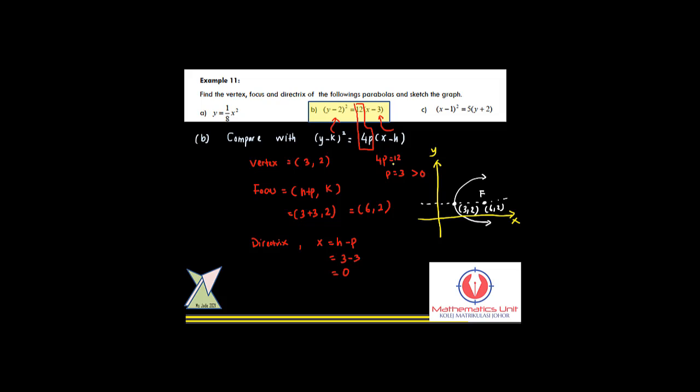It's not that difficult, so we give it a try for the other one. Okay, so far in all the examples I'm giving you, the p-value is positive. When the p-value is negative, the way we find the coordinates is just the same, only the graph will open in the opposite direction. Okay, let us try the last question.